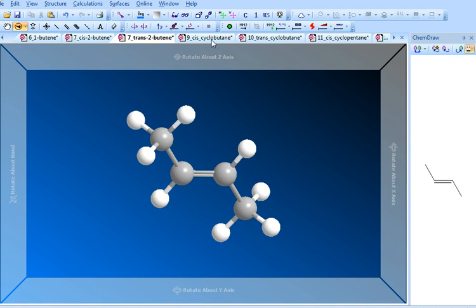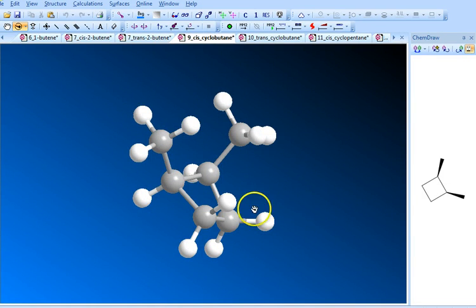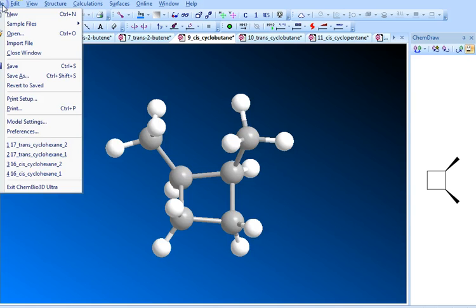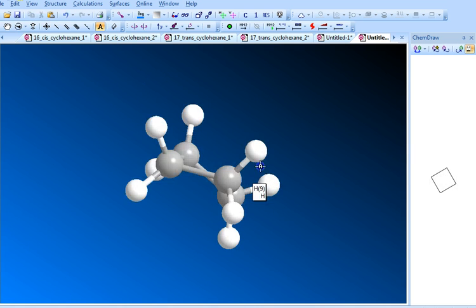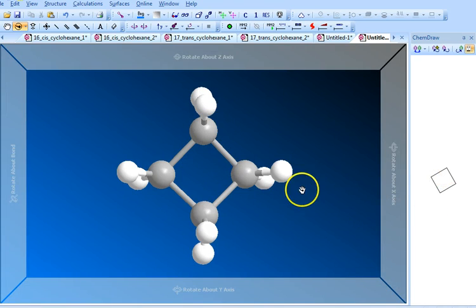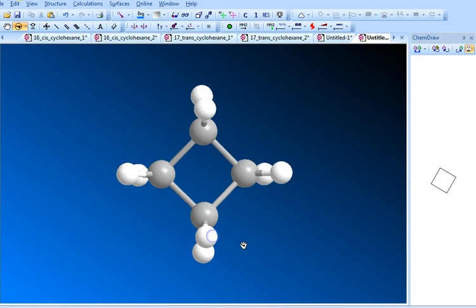Now let's look at, and we didn't discuss this in class notes, but there is also isomerism in cyclic compounds. So first let's look at cyclobutane. So we'll just take a structure of cyclobutane. This is cyclobutane, and if you look at it from the top, it looks like a square. Each carbon has two hydrogens.